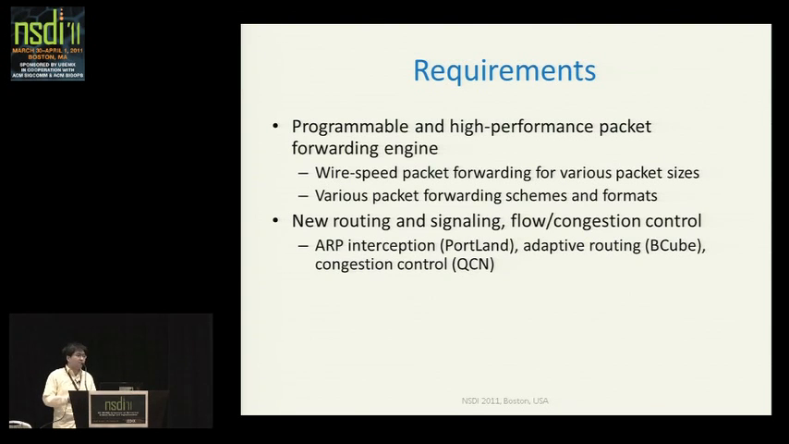So, for example, to support the new addressing schemes, the edge switches of PortLand need to intercept the ARP packets and reply with physical MAC addresses for the destination server. And there are other examples, such as adaptive routing in BCube and the congestion control in QCN. All these functionalities require the switches to be able to filter and process control plane messages.